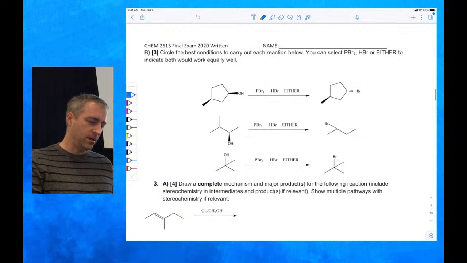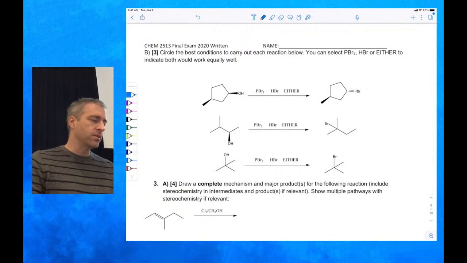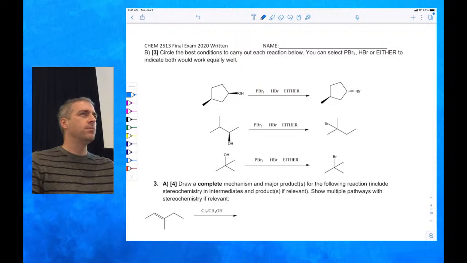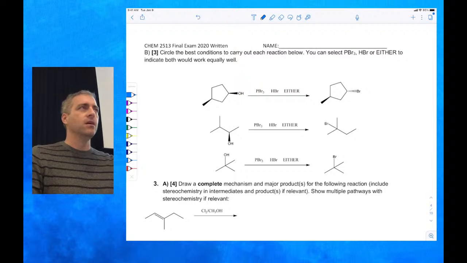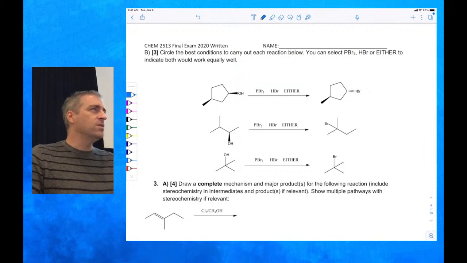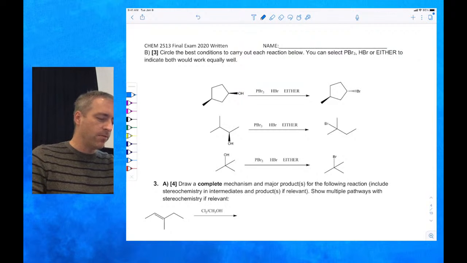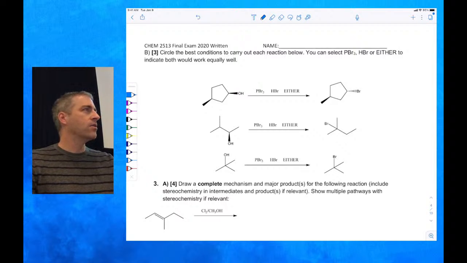Question B, I guess. Circle the best conditions to carry out the reaction below. You can select PBr3, HBr, or either. So this is going into Unit 11 where we did conversion of alcohols to alkyl halides using HBr or PBr3. And there are some subtle differences between these. In the first one, you have a secondary alcohol, which is converted to a bromide and undergoes inversion of stereochemistry. If you use HBr for that, it's going to make a carbocation.